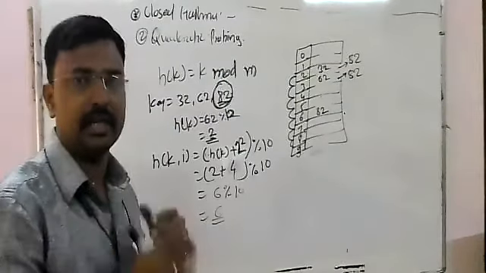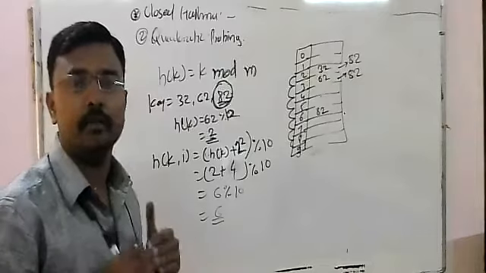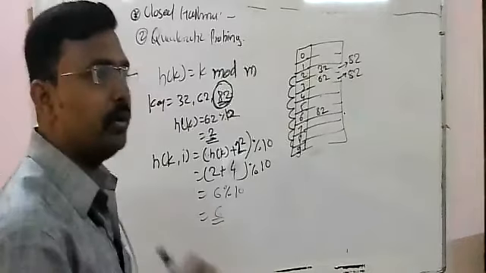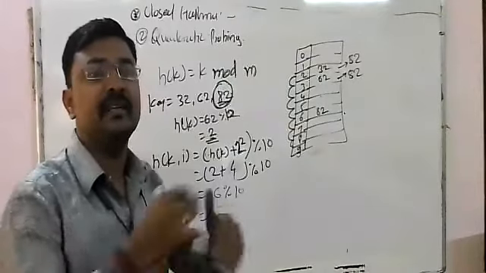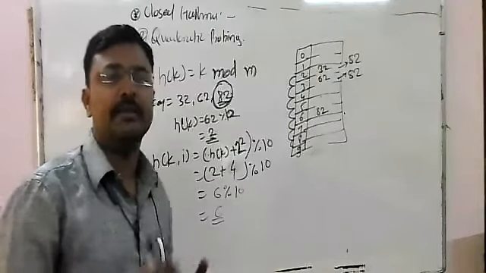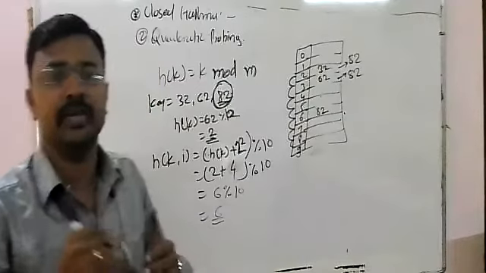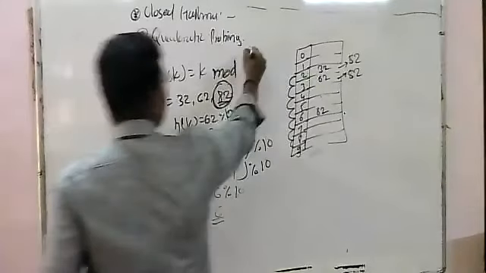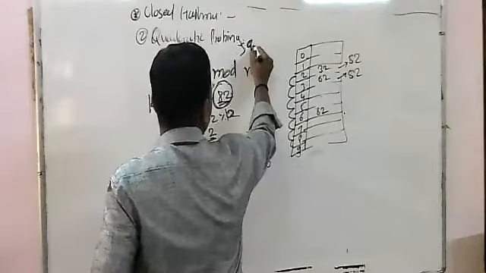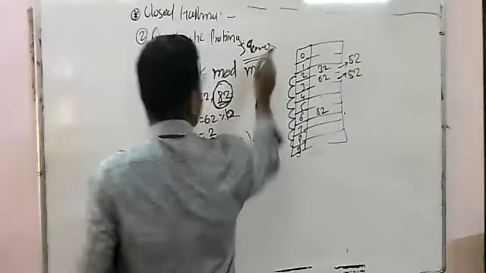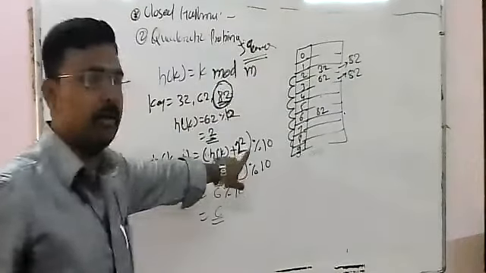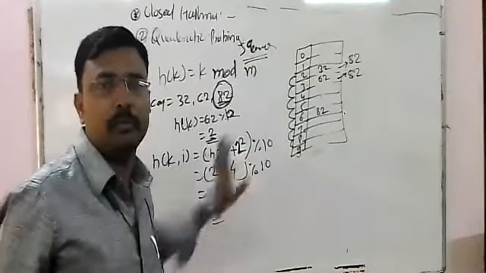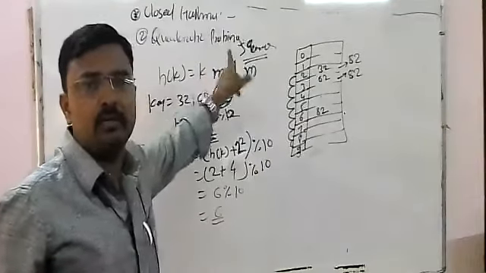Quadratic probing means value is stored by some difference, or it depends on the probe number square. Why quadratic? Because we are making a square of your probe number, so it is called quadratic probing.